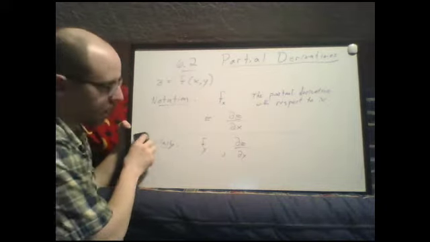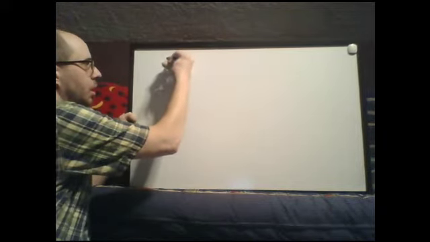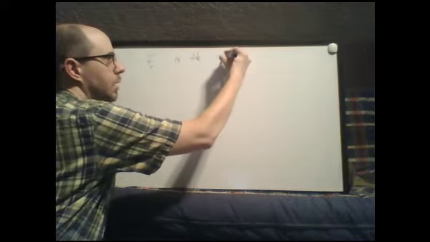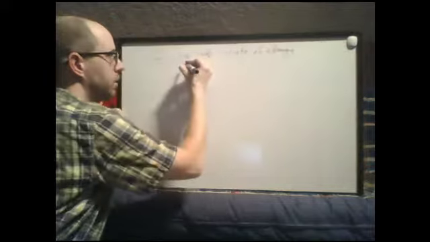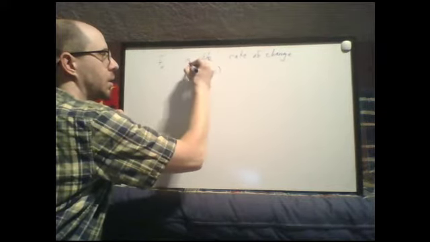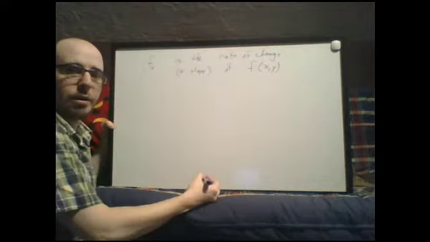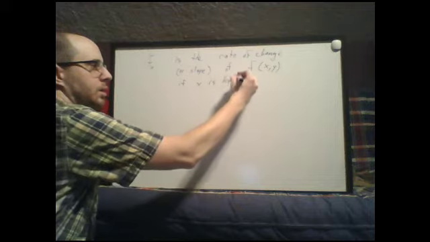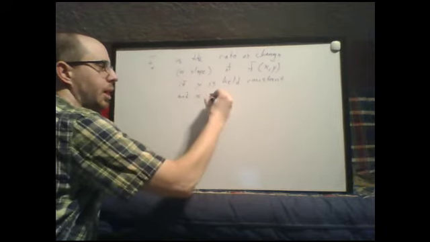Okay, so let's just talk about one at a time here, because it's the same concept just with a different variable. f sub x is the rate of change or slope of the function f of x y if y is held constant and x is allowed to vary.